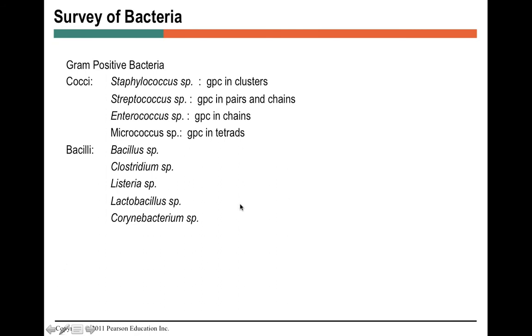When we look at gram-positive bacteria, your cocci are going to be the genera of Staphylococci, Streptococci, Enterococci, and Micrococcus, which is nice because it has coccus right in the name. The gram-positive bacilli are of the Bacillus genus, Clostridium, Listeria, Lactobacillus, and Corynebacterium genera. And this is all consistent with your dichotomous key.